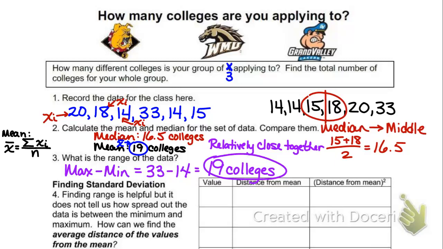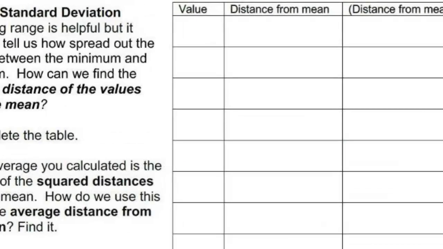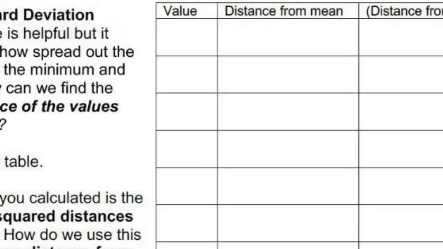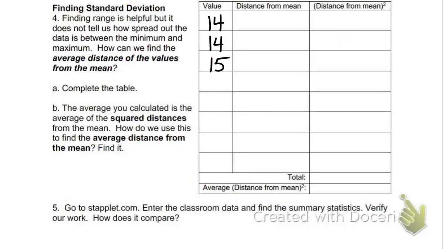All right, so I want us to take these 6 values. Does not matter what order you put them down in: 14, 14, 15, 18, 20, and 33. And we are going to put those in this value column here. All right, 14, 14, 15, 18, 20, 33.